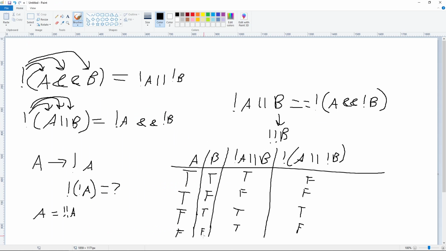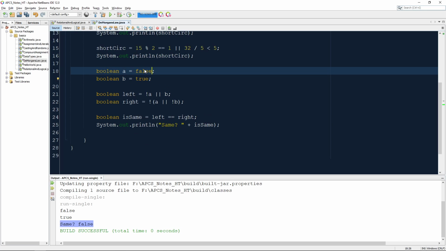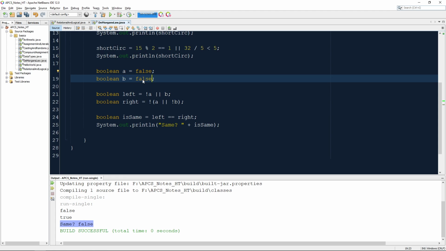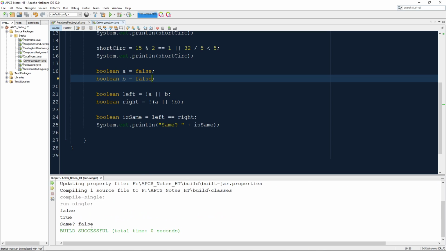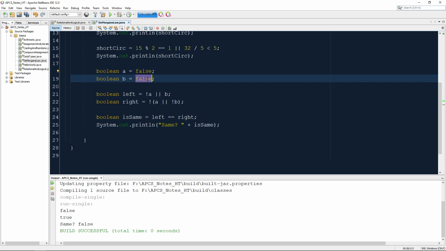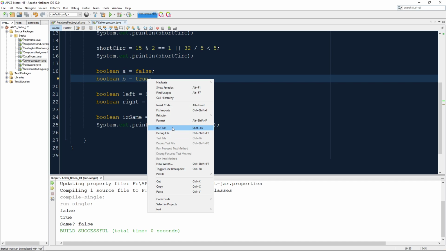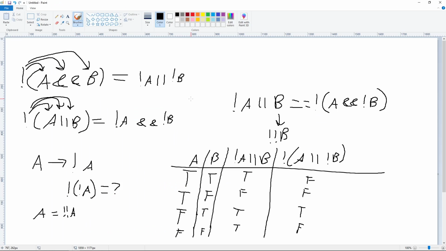Let's do the last one and see if it's going to be false or false. If we put them both to false, let's run it and see what happens. False again. And let's do the one that we did before, false and true. We'll see that they might be the same. There's no guarantee. It has to be for all four scenarios. Otherwise, they're not really equivalent.